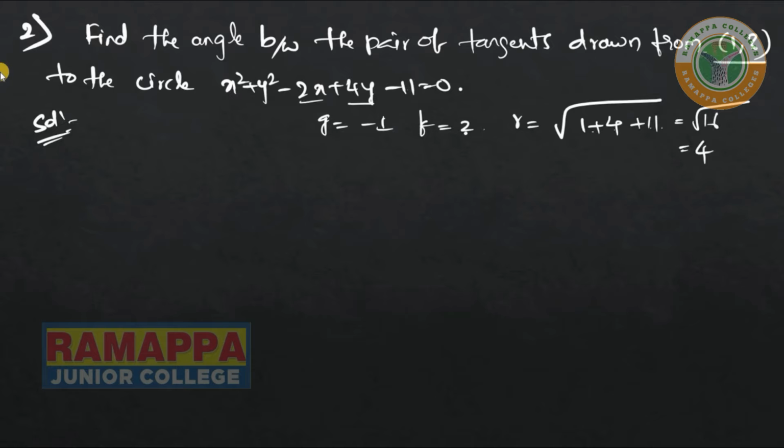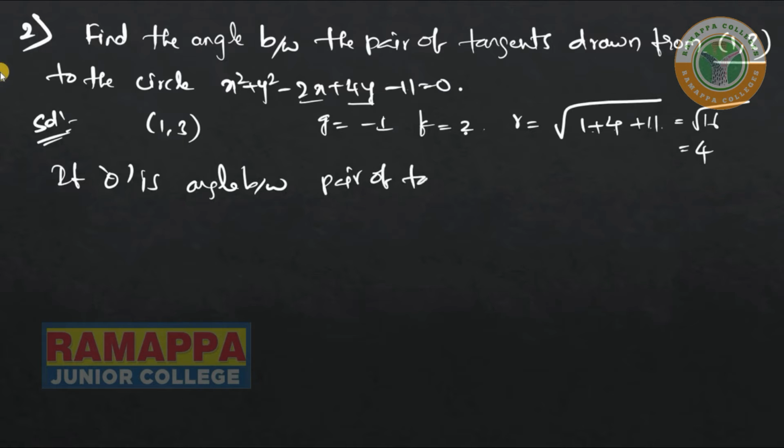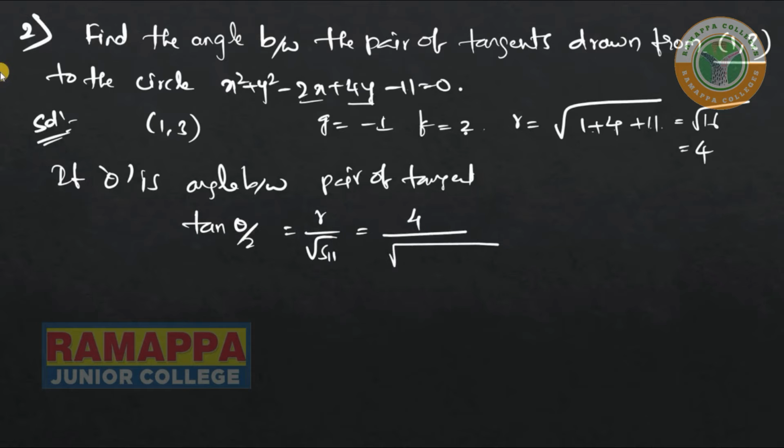Now r is equal to 4, and the given point is (1, 3). If theta is the angle between the pair of tangents, then tan(theta/2) = r divided by the square root of S11. So r is 4, and S11 is x1 square plus y1 square, minus 2x1 plus 4y1 minus 11. So 4 divided by the root of x1 square, which is 1, plus 3 square, which is 9. The point is (1, 3) only, no?